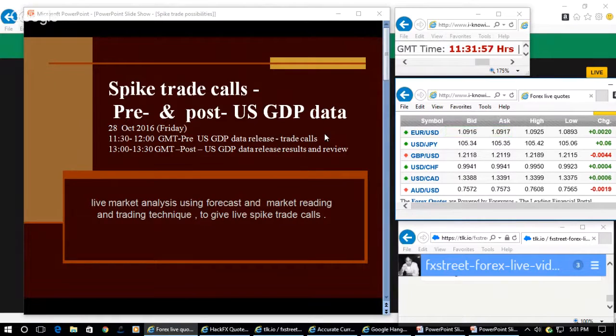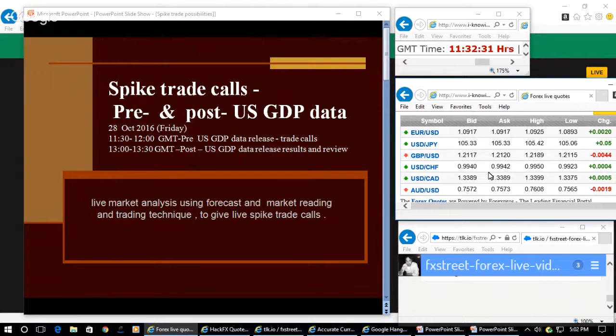The trade calls will have three components, namely the algorithm-based forecast, then the market reading, and also the trading strategy. Then I'll come back by 13 GMT and take about 15 minutes or so to review the results of the trade calls given during this time frame, and also explain what the market has done after the US GDP data.